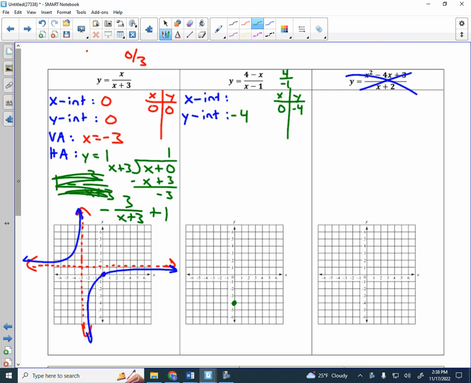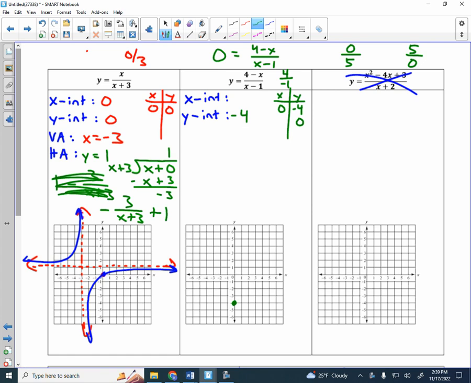All right, then let's look at if y is equal to 0. If y is equal to 0, I have 0 equals 4 minus x over x minus 1. This is going to be a new type of thinking for you. It's not that difficult, but I want you to think about when a fraction is equal to 0. I have this fraction and I have this fraction. One of them is equal to 0 and one is not equal to 0. Which one's equal to 0?